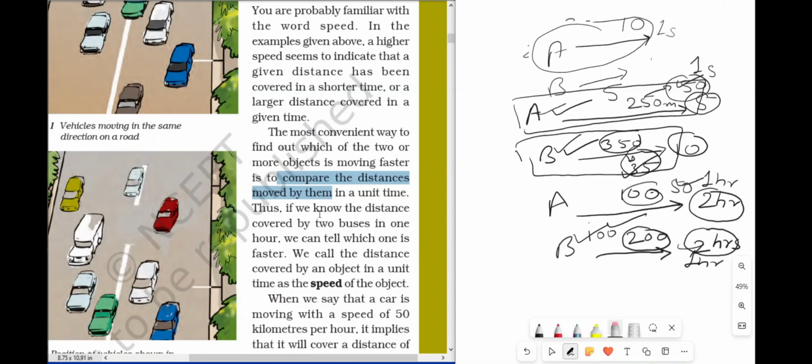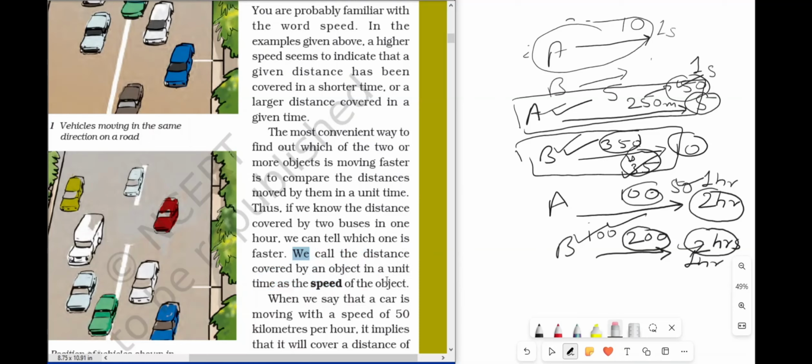Thus, if we know the distance covered by two buses in 1 hour, we can tell which one is moving faster. Of course, if we know the distance covered by any two objects in 1 hour or 1 second or 1 minute, we can tell which one is faster. So what do we call speed? We call the distance covered by an object in a unit time as the speed of the object.